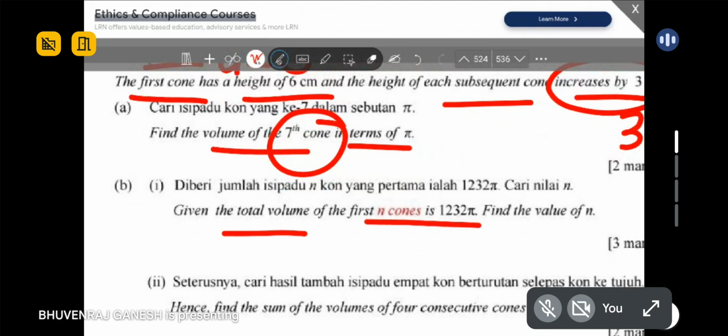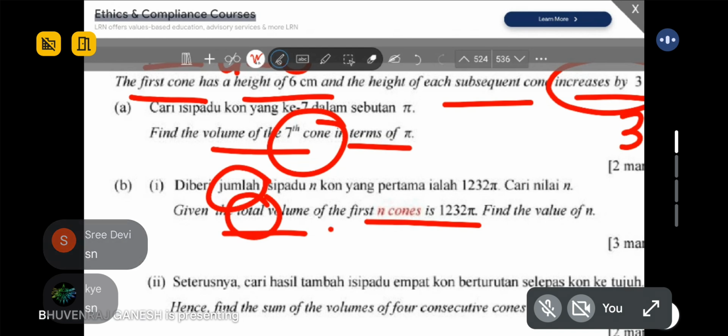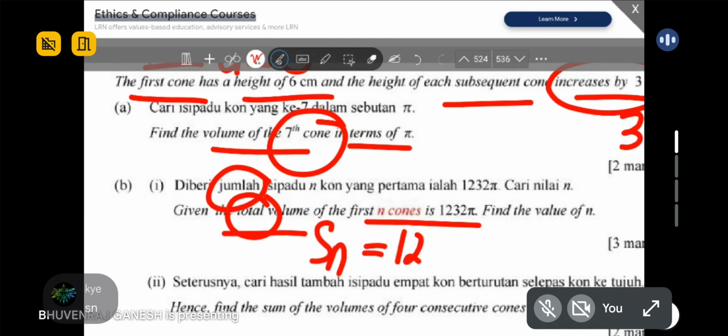Okay, so for this one, they say the total volume. Whenever you see total, guys, jumlah, what is the symbol you use? SN or TN? May I know? Total. That's the keyword. Come on. Yes. SN. Remember. Okay, so it's equal to 1232 pi. So they just ask you, find the N.